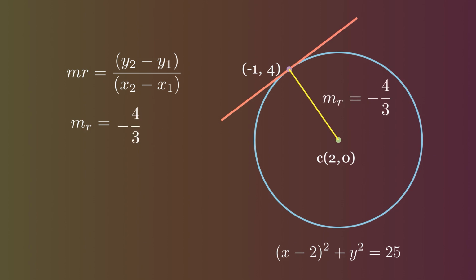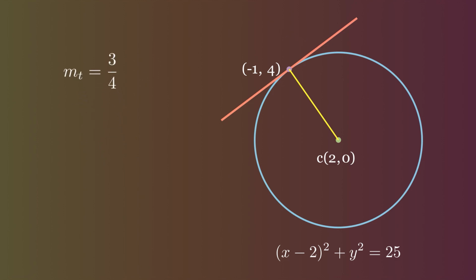But if 2 lines are perpendicular, the slopes will be negative reciprocals. And as you can see, the radius line and our tangent line are, in fact, perpendicular. Due to this, the slope of the tangent line is the negative reciprocal of the slope of the radius line. So the slope of the tangent line would be 3/4.